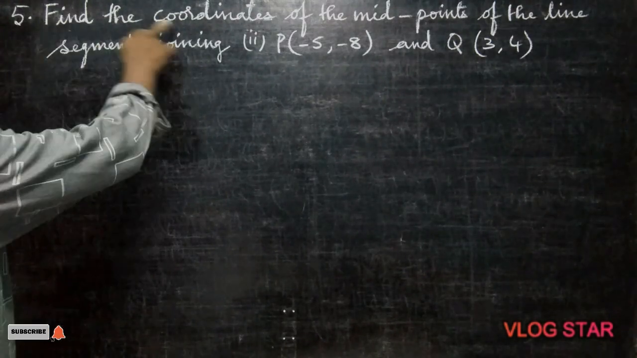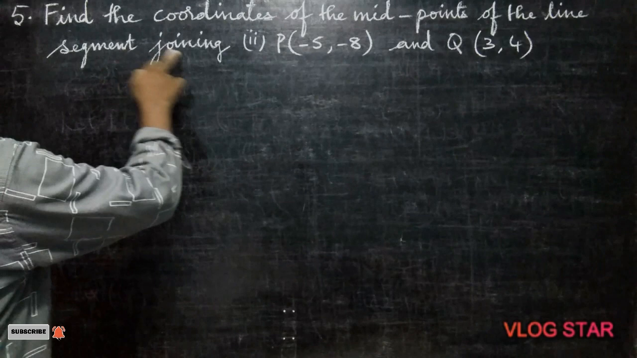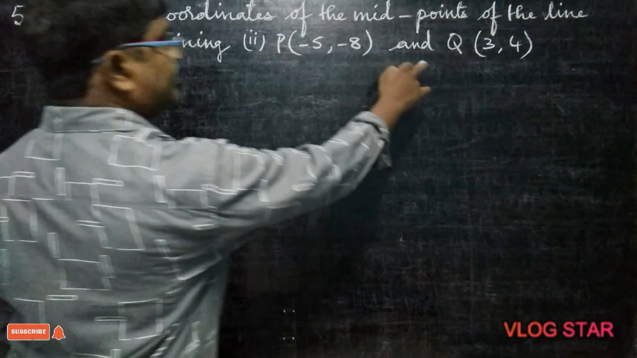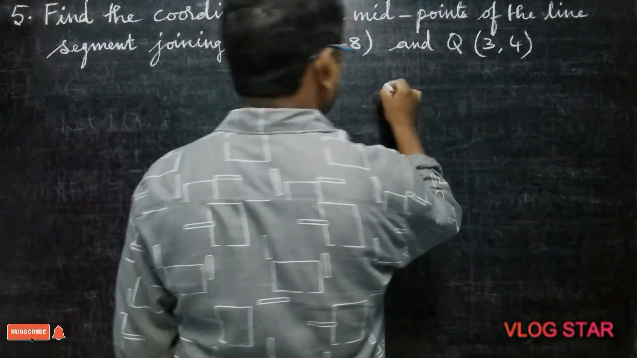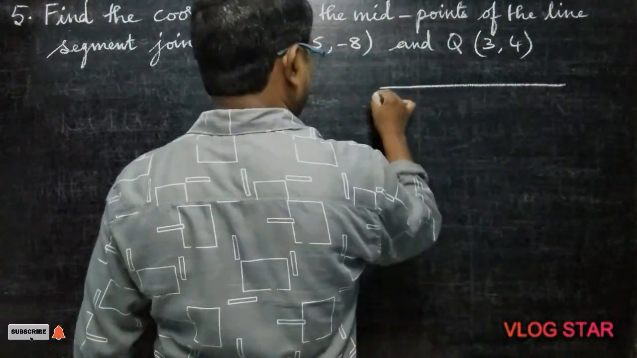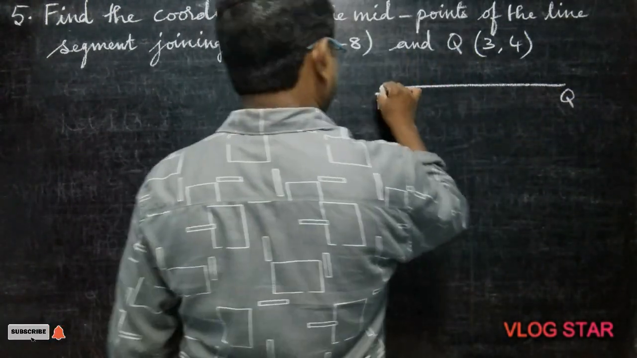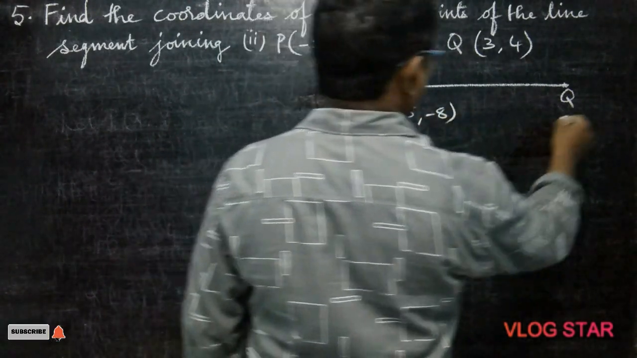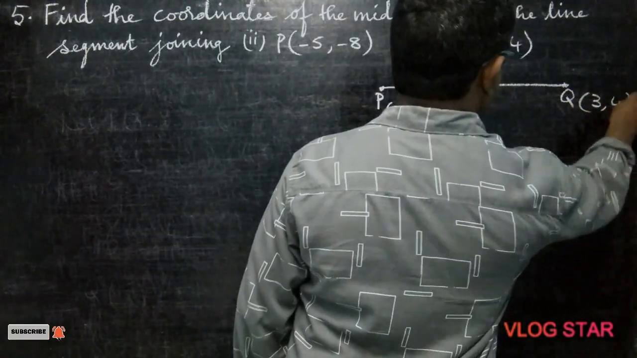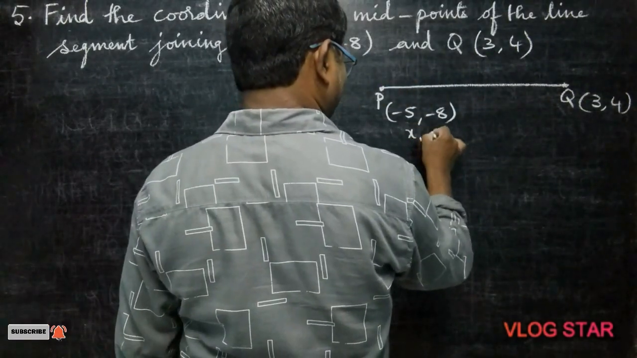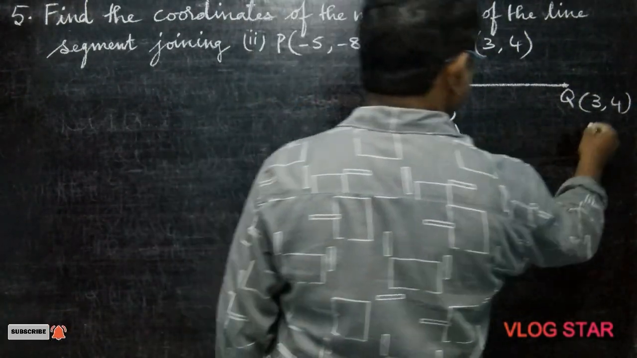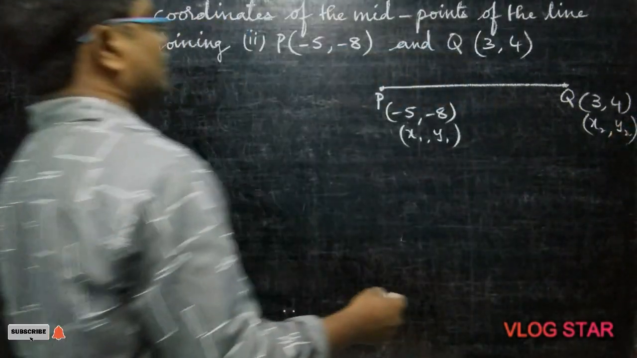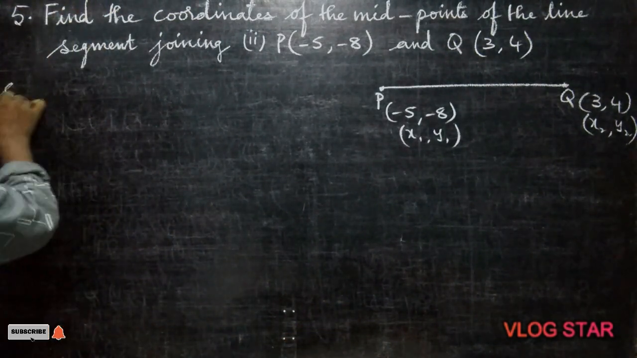Fifth problem. Find the coordinates of the midpoint of the line segment joining P(-5, -8) and Q(3, 4). This is the line segment PQ. P is (-5, -8) and Q is (3, 4). So this is x1, y1 and this is x2, y2. These are the two points. Now the solution is given.